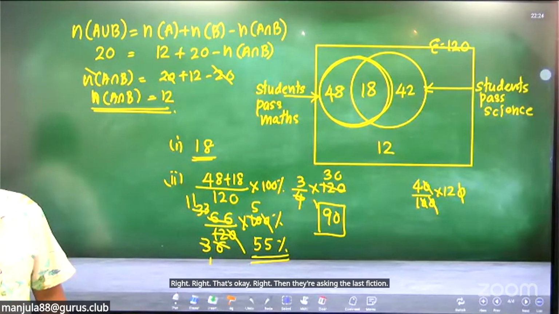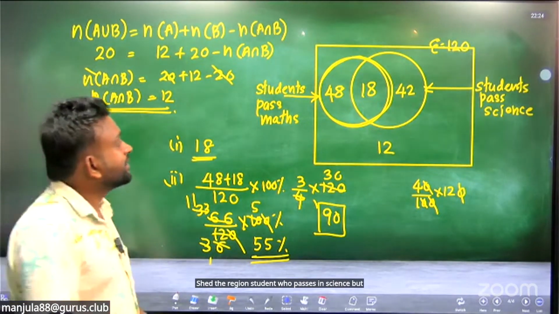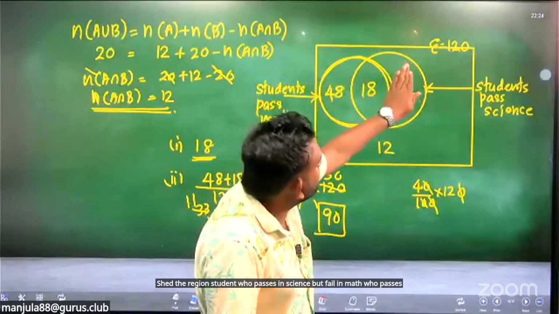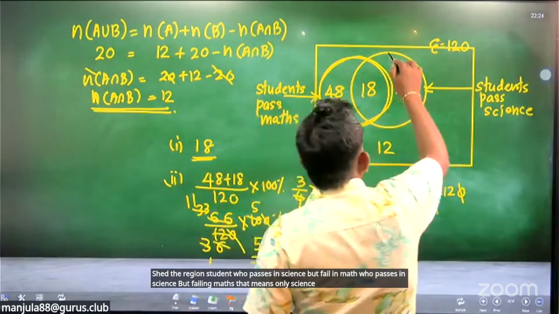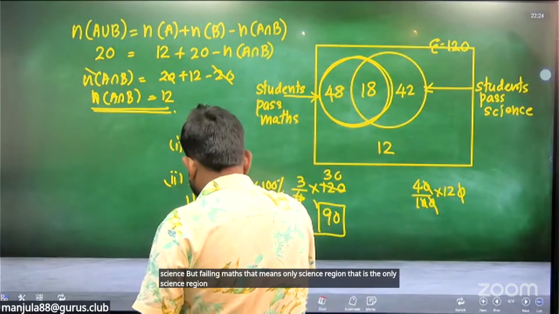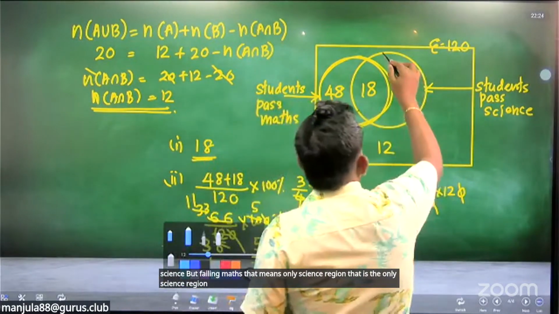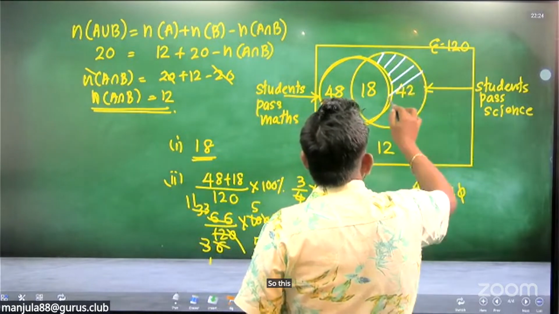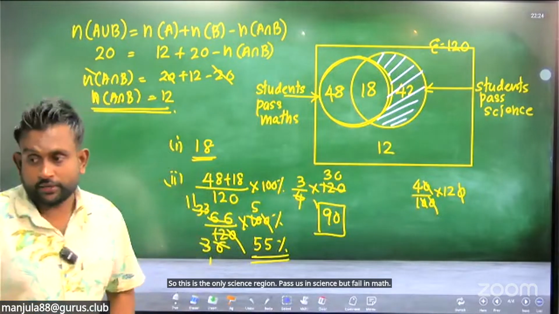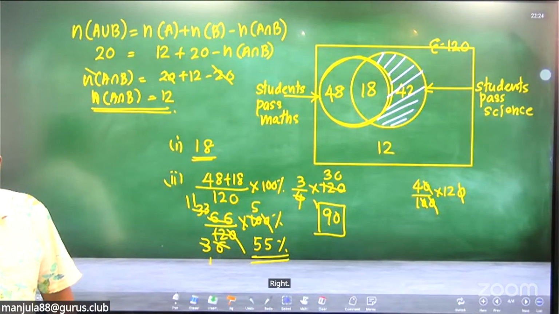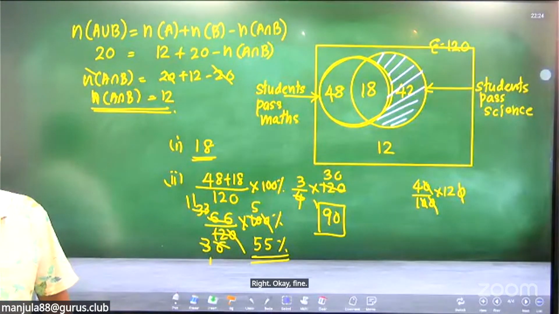Then they are asking the last question. Shade the region of students who pass in science but fail in maths. Who pass in science but fail in maths? That means only the science region. So this is the only science region. Okay, fine. So that is the total of the questions there.